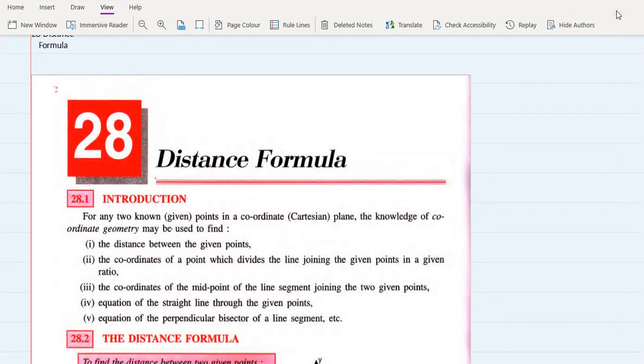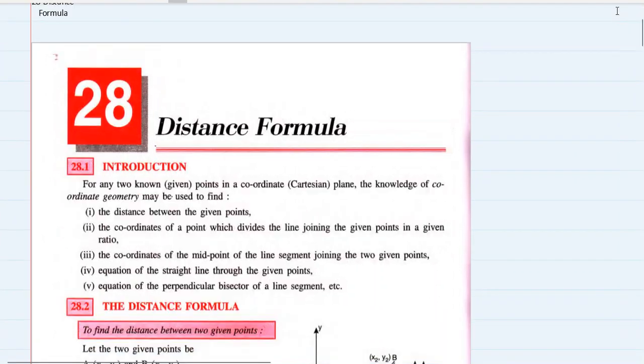Hello everyone. Our next topic is distance formula. So this topic is the last chapter of the unit coordinate geometry, and you will see that the concept which we have learned in the topic of coordinate geometry is put to application over here. So this is an application of coordinate geometry.